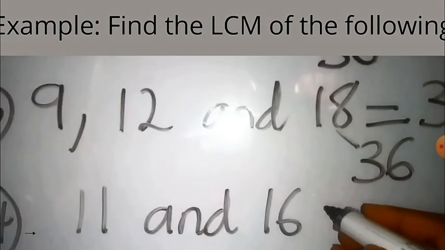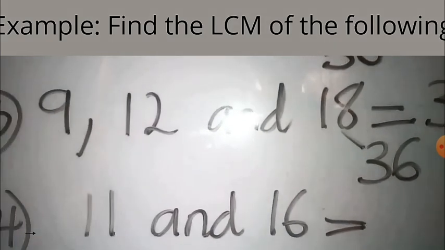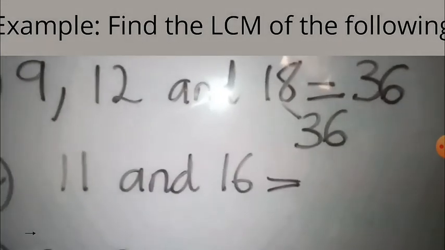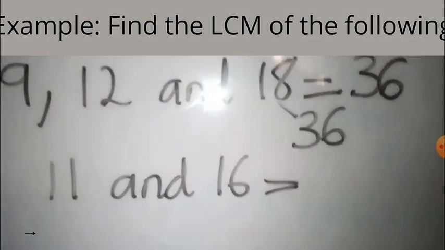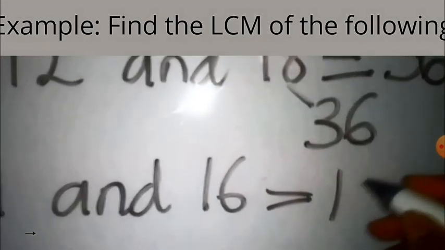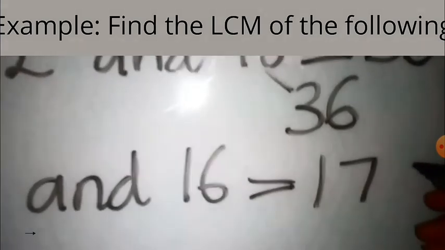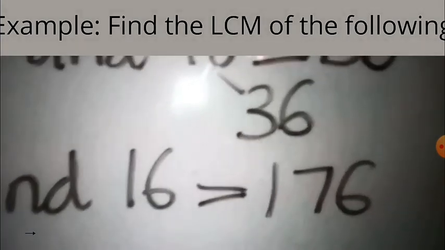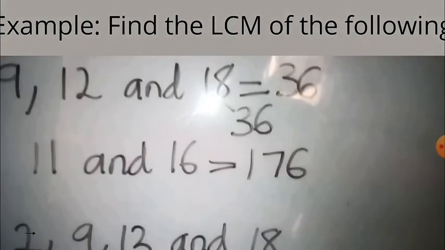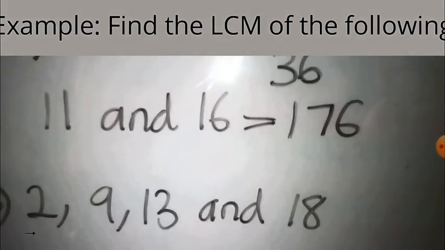Now we have LCM of 11 and 16. So 11 is a prime number. All we just need to do is to say 11 multiplied by 16, which will give us 176. Now LCM of 2, 9, 13 and 18.